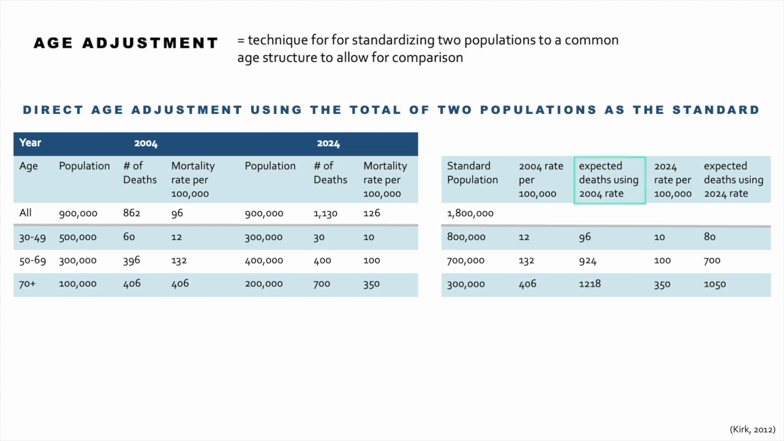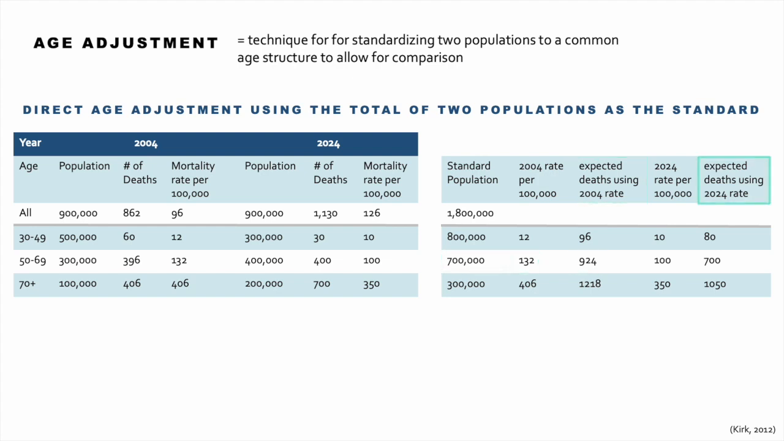Next, we find the expected deaths using the 2004 rate. We multiply the 2004 rate per 100,000, which was provided on the left, by our standard population we just created. That gives us 9,600,000, which we divide by 100,000 to get 96. We do the same thing for each age group, multiplying the 2004 rate per 100,000 by the standard population to get the expected deaths using the 2004 rate.